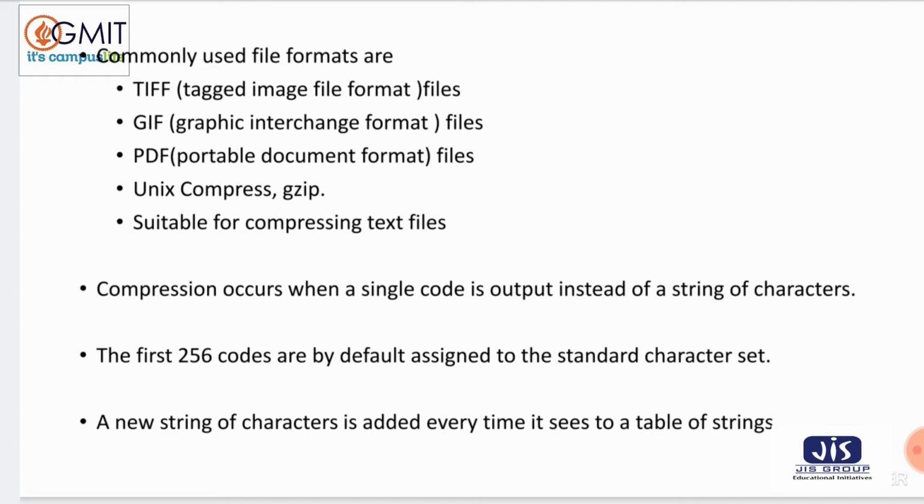Here you can see TIFF, GIF, which I have already discussed, PDF, Unix compress, GZIP, etc. These file formats use this encoding scheme. Compression occurs when a single code is output instead of a string of characters. The first 256 codes are by default assigned to the standard character set. Clear?